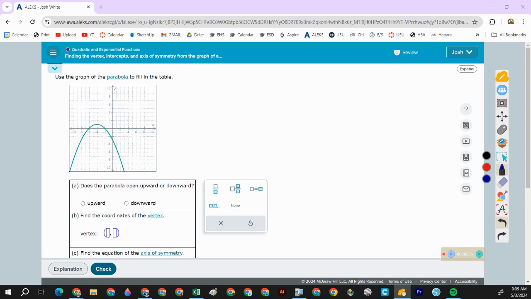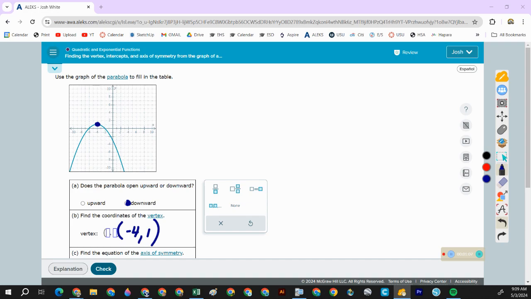So this one asks, does the parabola open upwards or downwards? Downwards. This is a sad face parabola, as opposed to a happy face parabola. So that would be downwards. The point at the peak or at the bottom of the trough is called the vertex. So in this case, the point of the vertex is -4, 1.